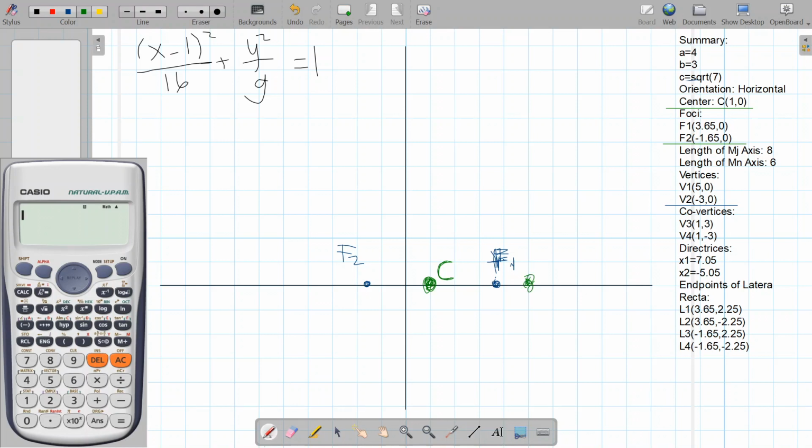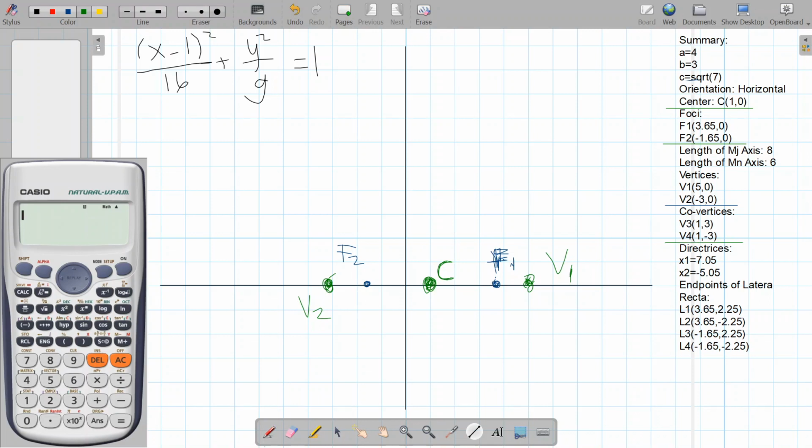Yeah. So this is our V1. And for our V2, we have negative 3, 0. So count again. So 1, 2, 3. Yeah, negative 3. Then 0, do not move vertically. So this is V2. Okay, so we're done with the vertices.